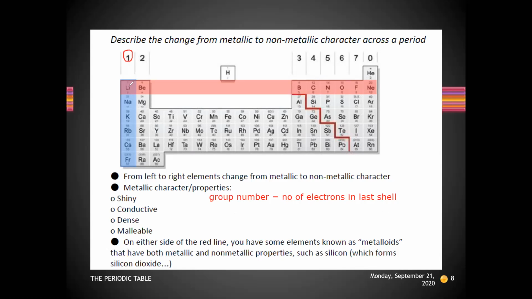So if it's group 1, lithium, how many electrons in the last shell? It will have 1 electron. Sodium, how many electrons in the last shell? 1 electron. Potassium also 1 electron. Same thing, group 2, how many electrons in the last shell? 2 electrons will be there in the last shell for each element. Same is for group 3, 4, 5 and so on.